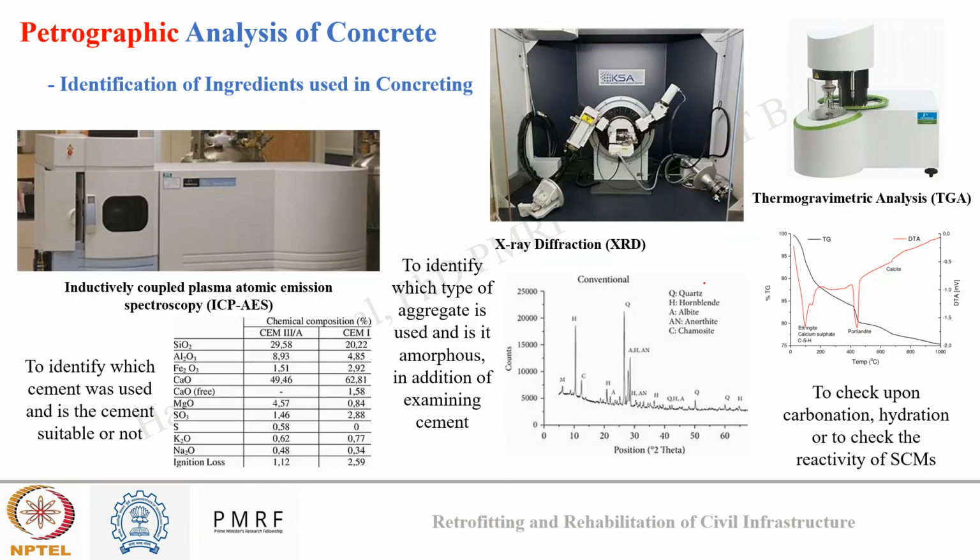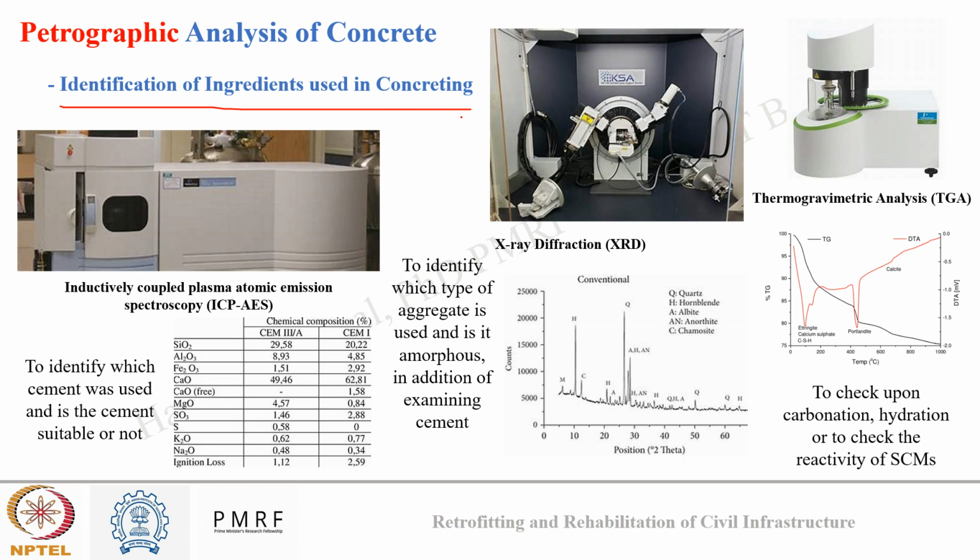For simplicity of discussion and understanding, I have broadly divided petrographic analysis into two application categories. The first one is identification of ingredients used in concreting. Okay. This includes identifying which aggregate has been used, which cement has been used, if there are some SCMs that have been used, and most importantly, the suitability of these components for use.